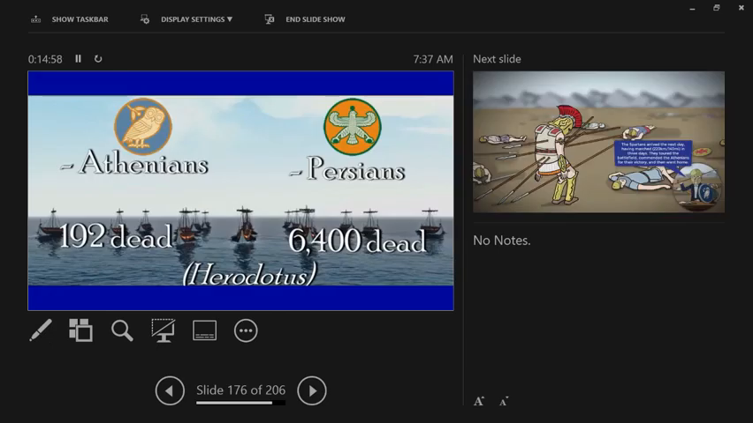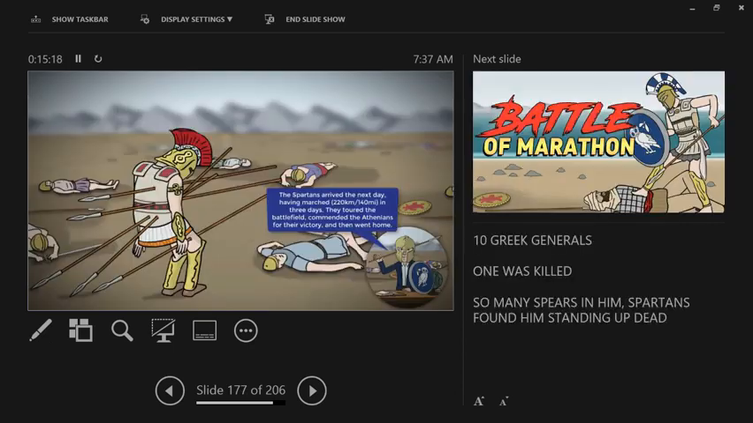At the end of the battle, the Persians have lost 6,400, while the Athenians only lost 192. So it was a huge victory for the Athenians and a huge loss for the Persians. A little story is there are 10 Greek generals at the army. Only one died, and it's said that there were so many spears in him that the Spartans found him standing up dead because the spears were holding him up.